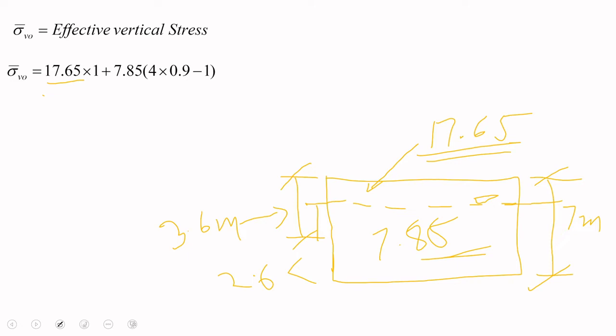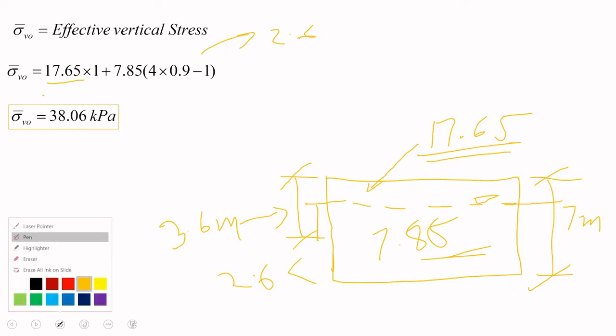This value will be 4 into 0.9. This is nothing but 3.6. 3.6 minus 1 will be equal to 2.6. So this is 2.6. Okay. So 17.6 into 1 plus 7.85 into 2.6, you can get that value. Sigma v bar will be equal to 38.06 kilopascal. Okay, I'll just erase it.